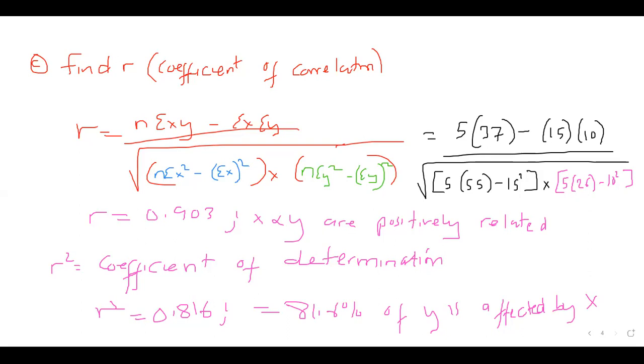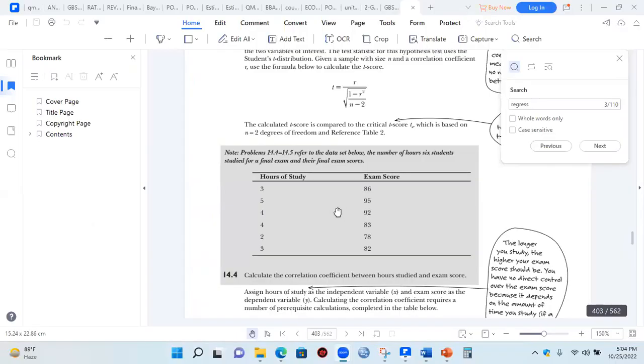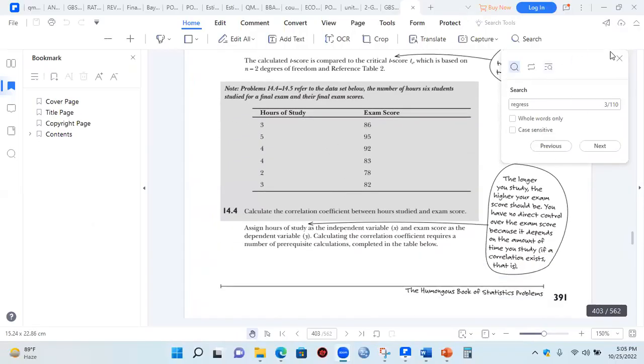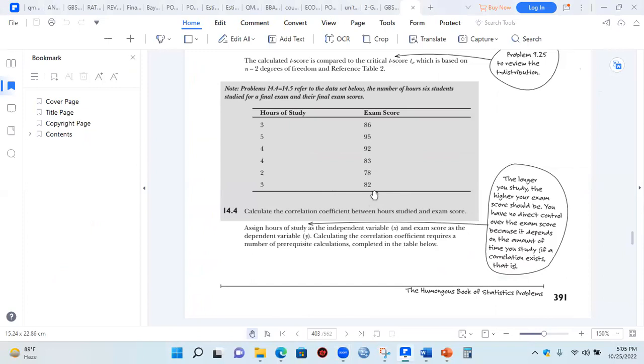This question has reoccurred several times. So we are told as follows: the number of hours and the exam score. We are asked to calculate the correlation between the two. This was carrying 10 marks. The number of hours are given as follows, and the exam score is given. How do we calculate the coefficient of correlation?